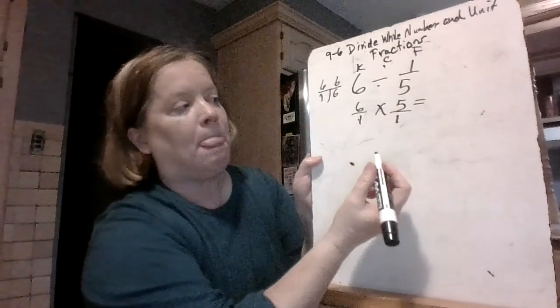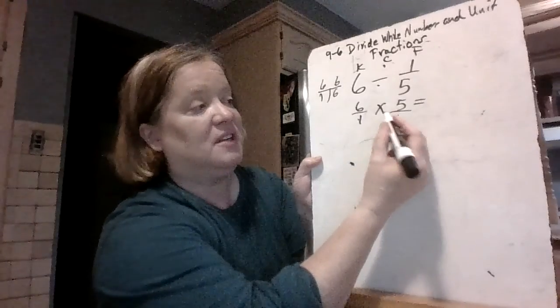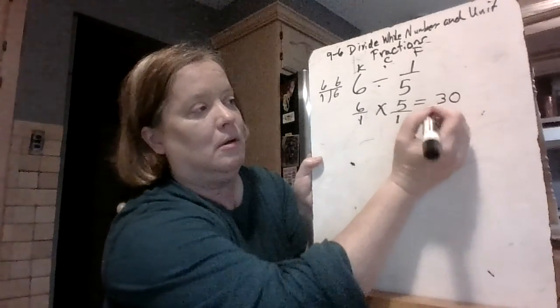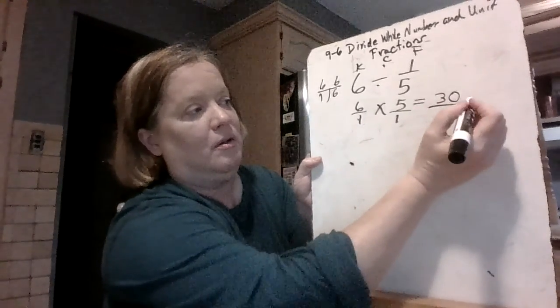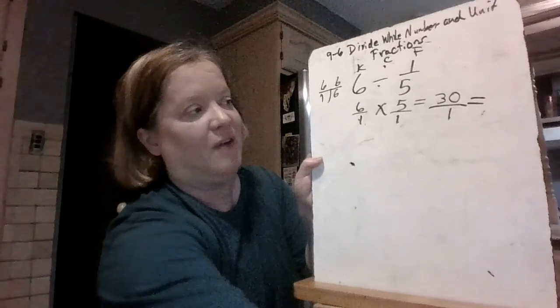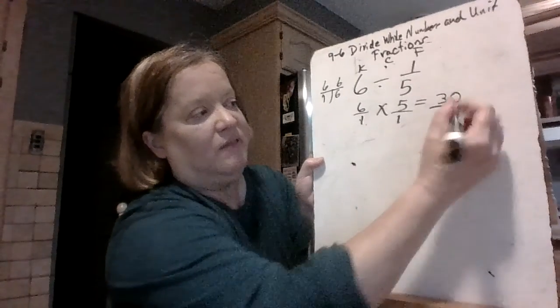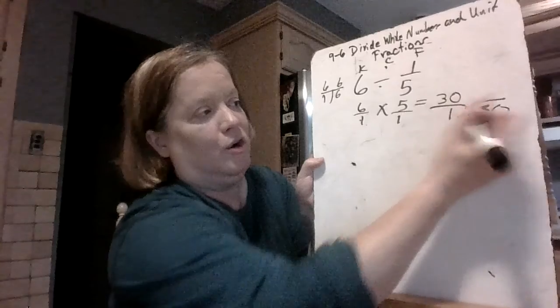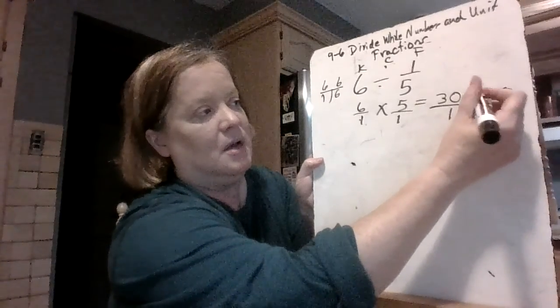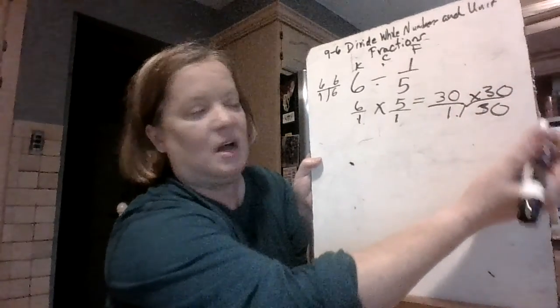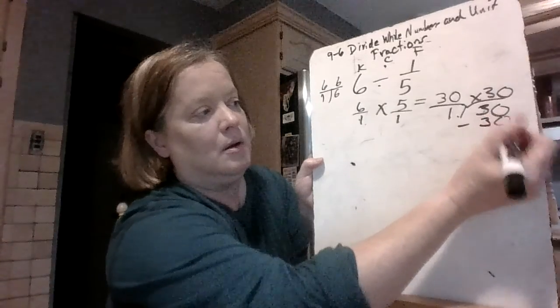Then I'm just going to multiply my numerators together. 6 times 5 is 30, over 1 times 1 is 1. 30 over 1, that's an improper fraction. Can't leave it, so I'm going to divide 1 into 30. And 1 goes into 30 30 times, because if I multiply it back, 30 times 1 is 30.